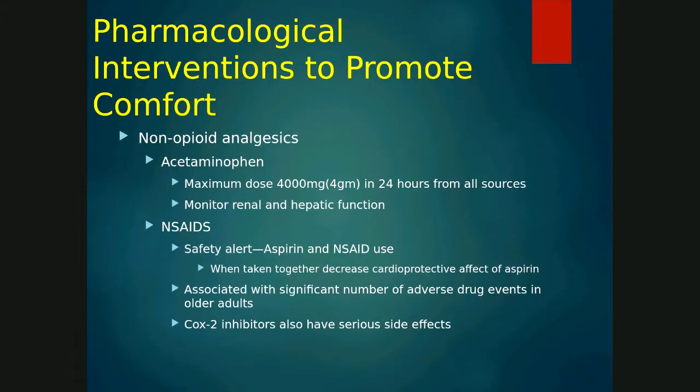NSAIDs are on the Beers list, so they do have adverse drug events in older adults, and it's a drug that we would use more cautiously in the older adult. The other thing to keep in mind is many of our older adults are on aspirin for cardioprotective effect, but the thing to keep in mind is when you're taking aspirin with an NSAID, you can reduce the cardioprotective effect of the aspirin.